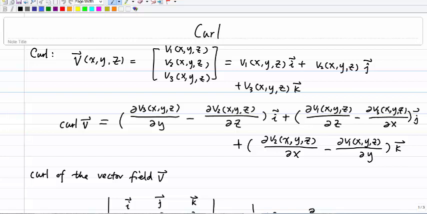In this video, I'm going to talk about the curl. Curl is the last property we're going to talk about for the vector field. In the previous video, I talked about the divergence, which is about how diverged the field is at a different position or different point. Curl is another property related to the rotation of the field.